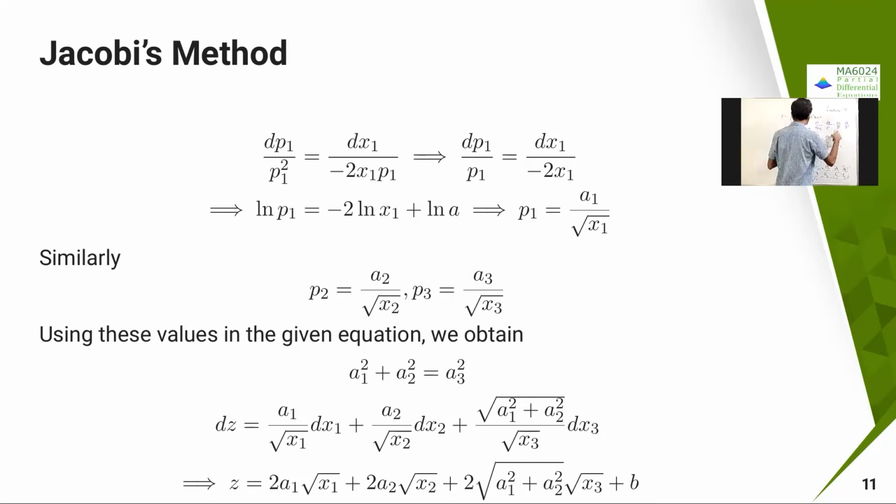Similarly, you can solve for these two. If you solve these two equations, p2 cancels, minus 1 by 2 x2 is going to come, a similar kind of thing. So you are going to get some a2 by root x2. And if you solve for this one again, minus p3 square p3, so 1 is going to get cancelled. So you are going to get p3 as minus a3 by root x3.